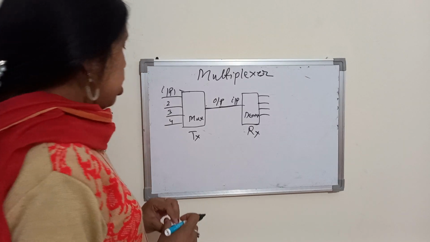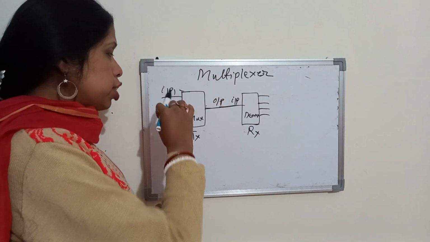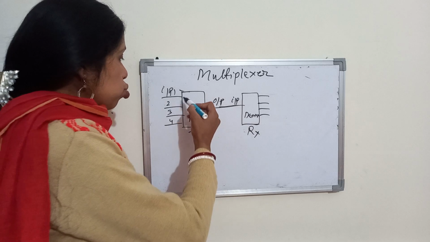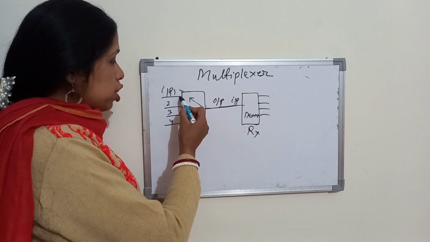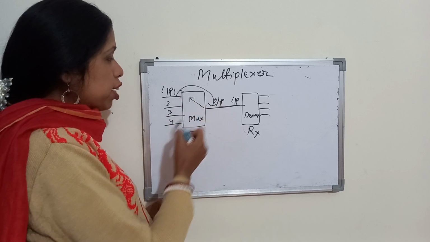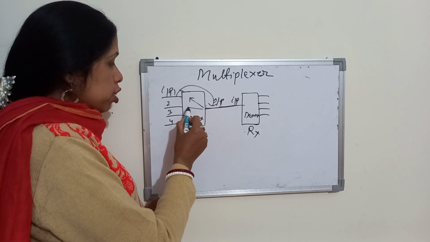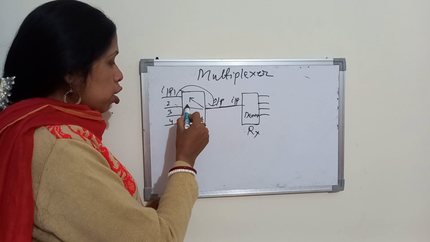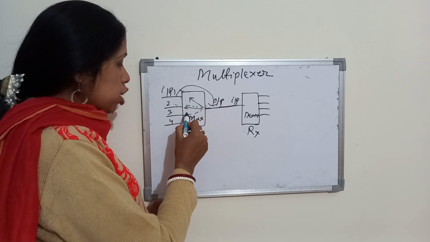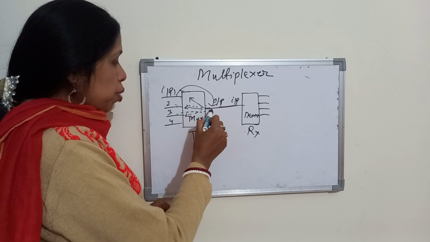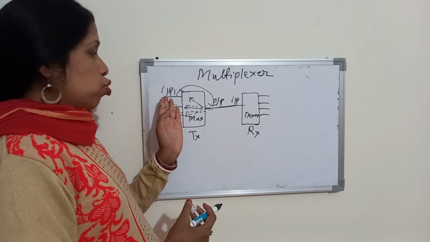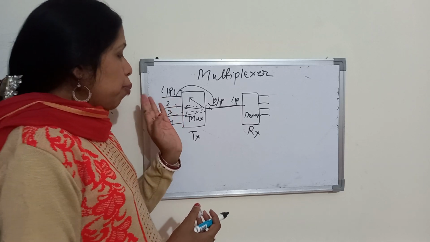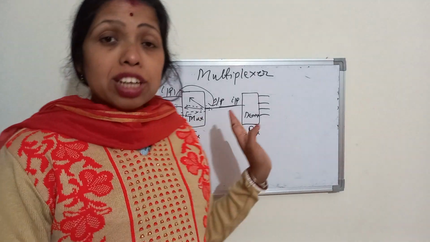If we see the overall diagram from the top point of view, there is a switch. If the switch is connected to this channel, this information will be transferred to the output. If the switch is connected to this channel, this information will be passed to the output. If the switch is connected to this channel, this information will pass to the output. In this way, by using the switch you can control which input will be passed to the output, and which input will be passed through the communication channel to the receiver side.